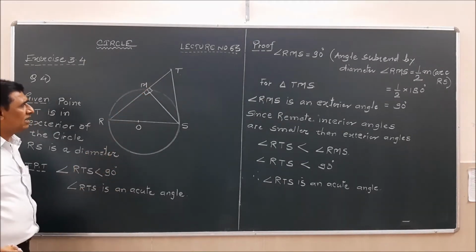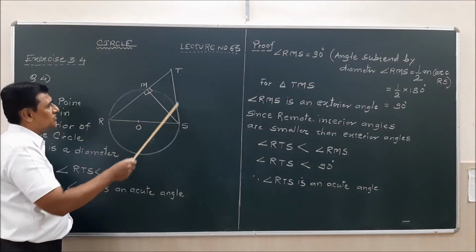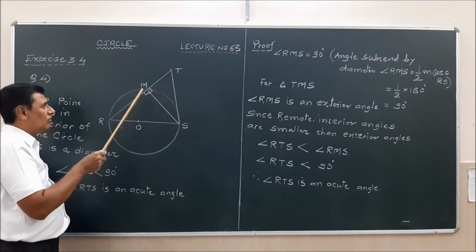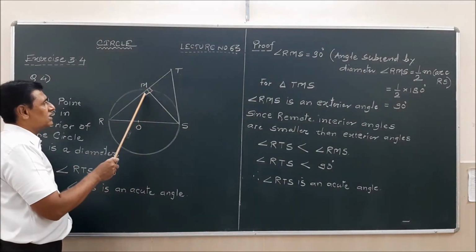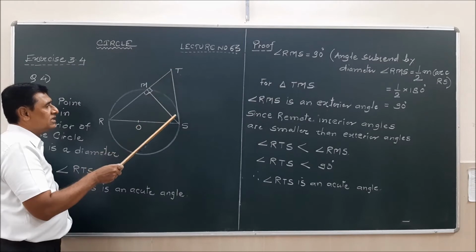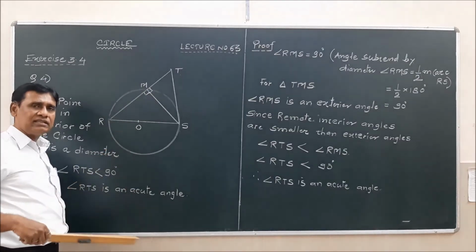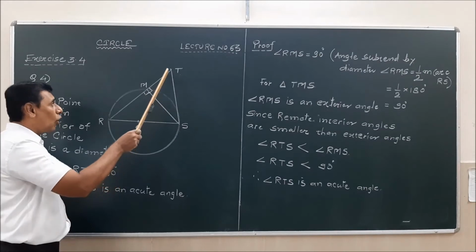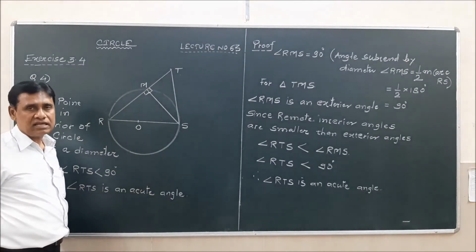These are angles in a linear pair. Next, for triangle TMS, this is an exterior angle. An exterior angle is an angle which forms a linear pair with an angle of the triangle. So this is an exterior angle, and the exterior angle is greater than the remote interior angles, or we can say the same thing: remote interior angles are smaller than exterior angles.